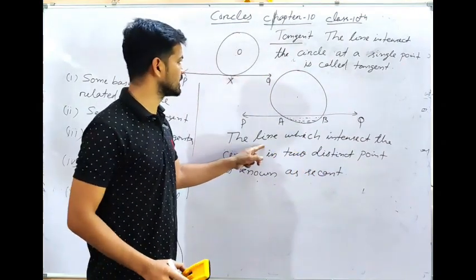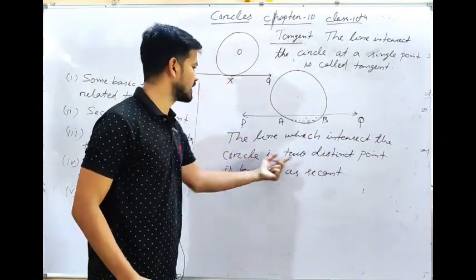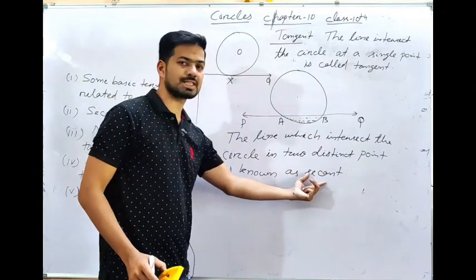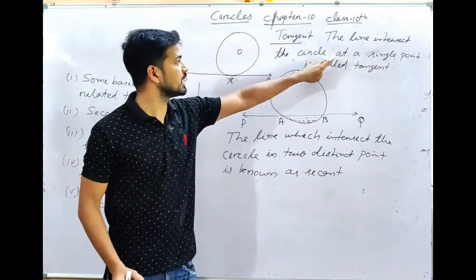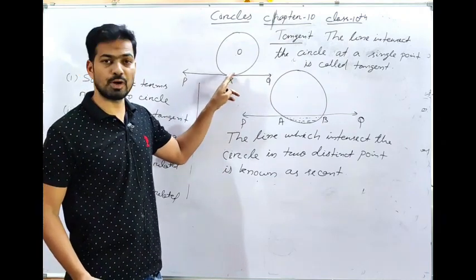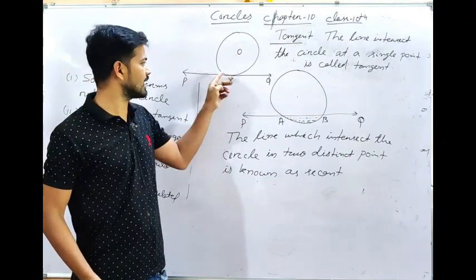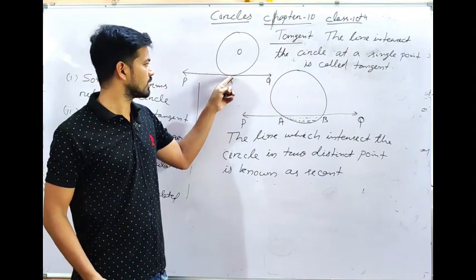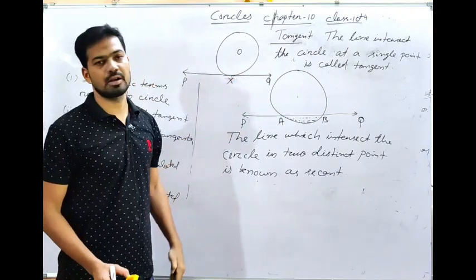So the line which intersects the circle at two distinct points is known as a secant, and the line which intersects the circle at a single point, here the single point is X, or touches the circle at a single point, that is known as a tangent.